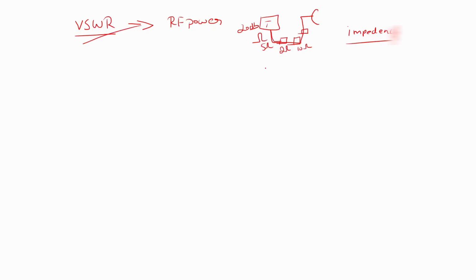When RF power travels from a transmitter to an antenna, it should ideally all be absorbed by the antenna. Whatever signal you are sending should be absorbed by the antenna. However, if the impedance, that is the resistance, mismatch happens like this, 5 ohm, 2 ohm, 10 ohm, then the signal to noise ratio will not be good, and the signal will be very bad.